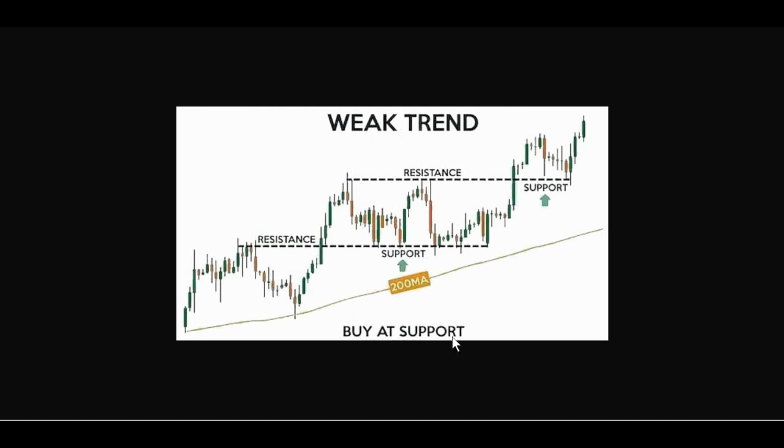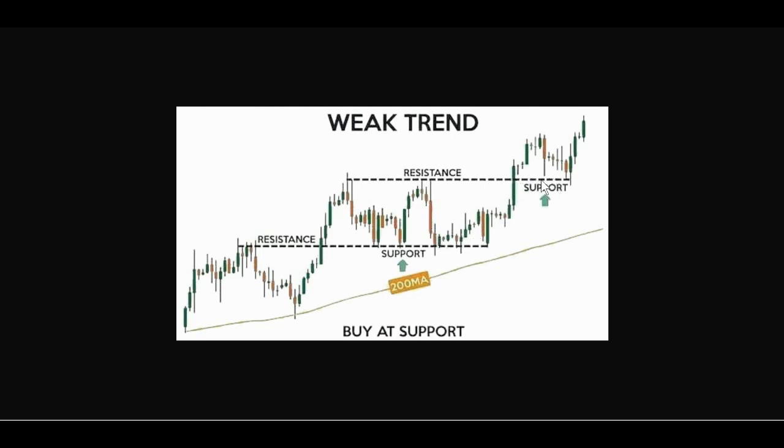So what do you do there? You can buy at support. So when the candles are trading this way with a weak trend, then you can watch for the pullback to an established support level with a number of data points, and then you can buy, and then be careful resistance. That's a place to consider taking profits. Rinse and repeat with support and resistance.